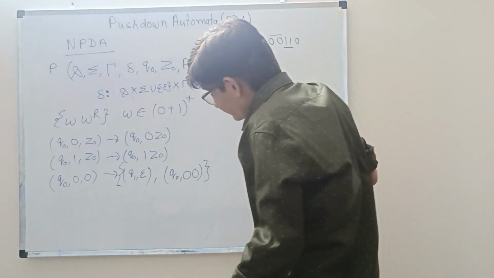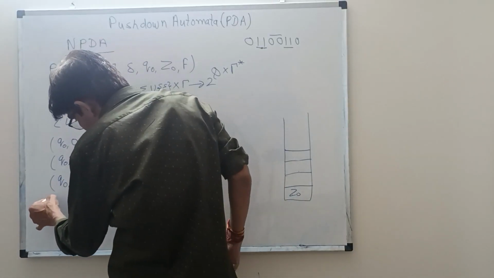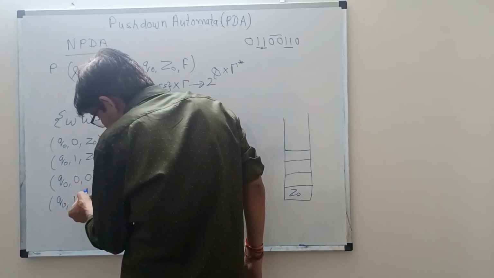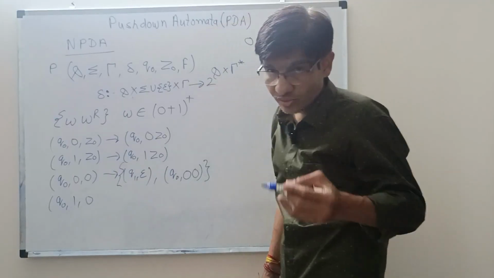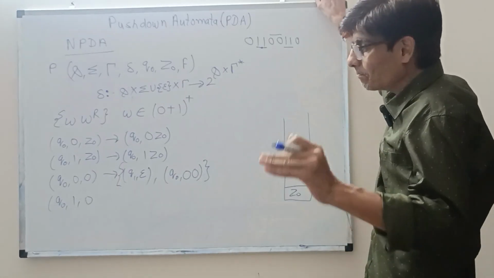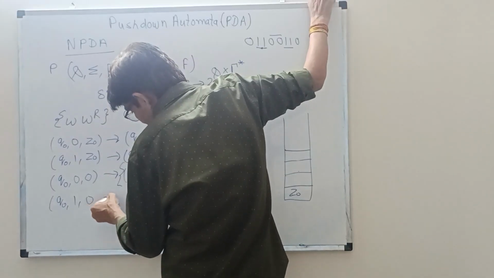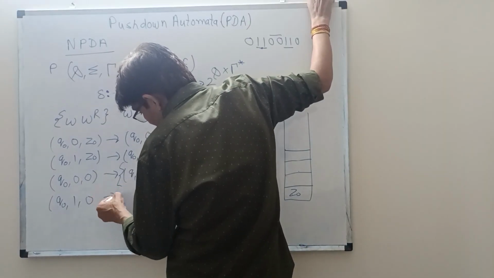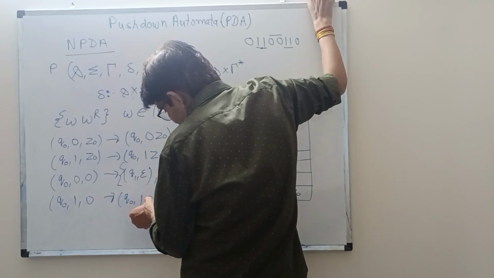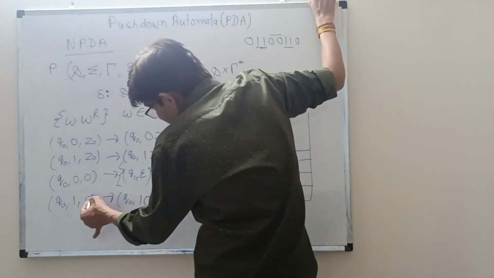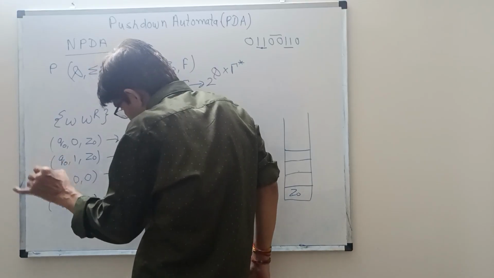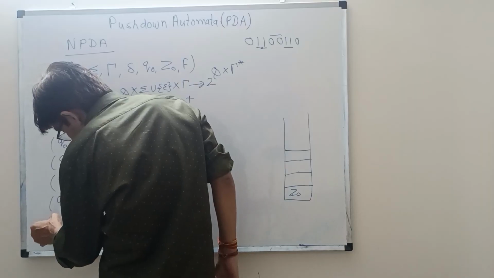Now, if I am in Q0 and I am reading 1 and the stack top is 0, that means two different symbols are in consecutive locations. That means it cannot be the middle of a string. So I can simply stay in Q0 and push this 1 onto the stack. I can write it like this. Now the next combination.